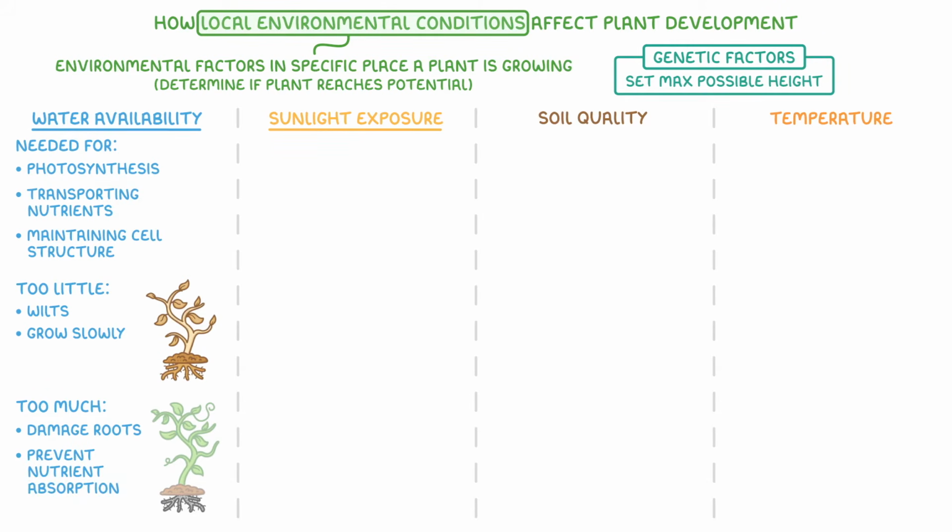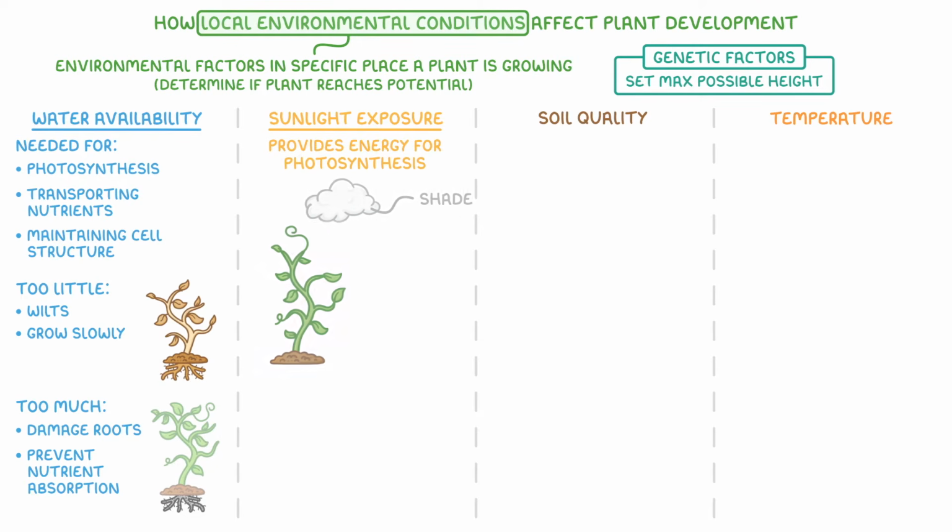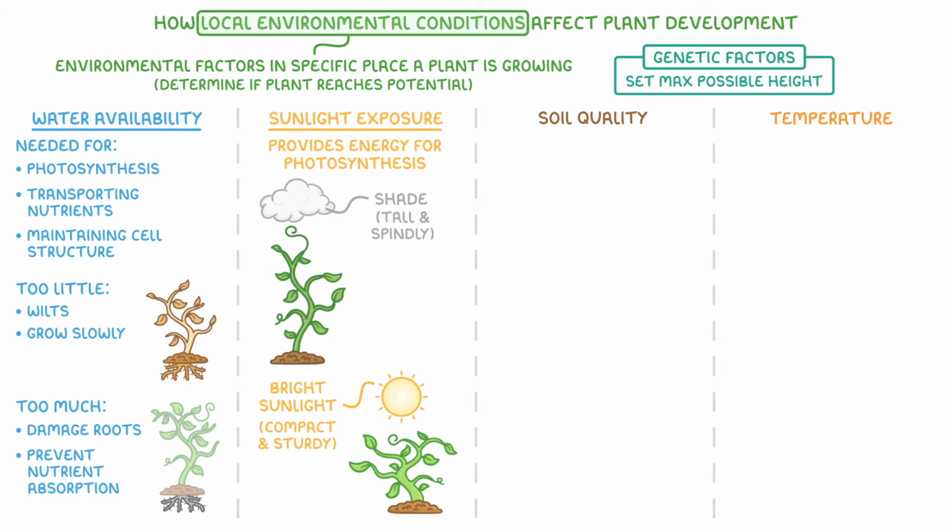Light conditions also affect plant growth, and that's because light provides the energy for photosynthesis. Plants growing in shady areas often become tall and spindly as they stretch towards any available light, while those in bright sunlight tend to be more compact and sturdy.